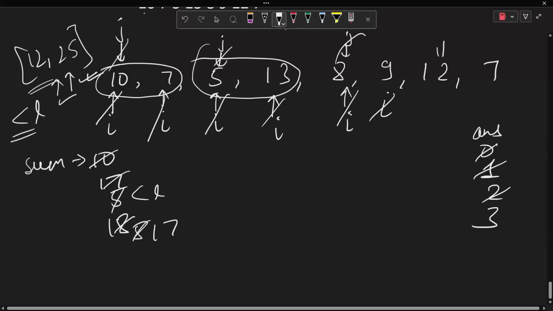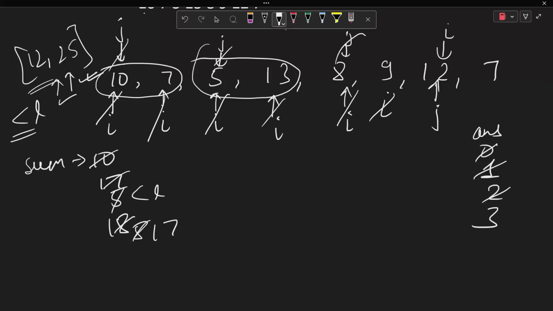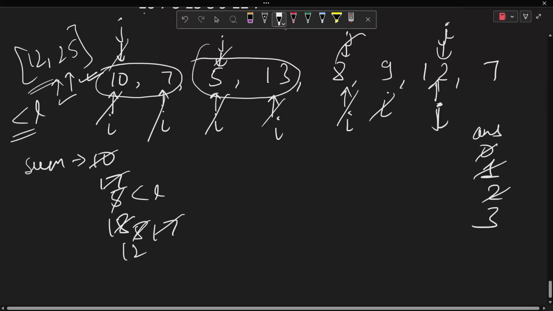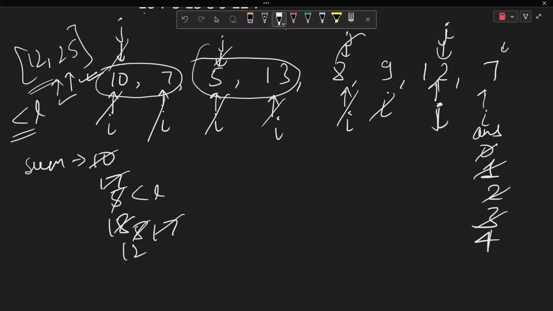Again, reset I and J. I here, J here. Then again 12 falls in the range, so again we would add 1 to our answer. And then again reset, I here, J here. Now 7 doesn't fall in the range, so we would move our pointer I ahead.